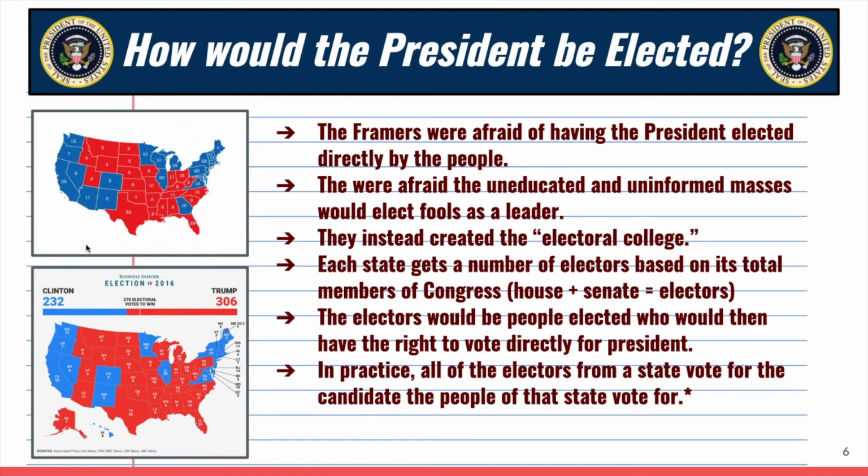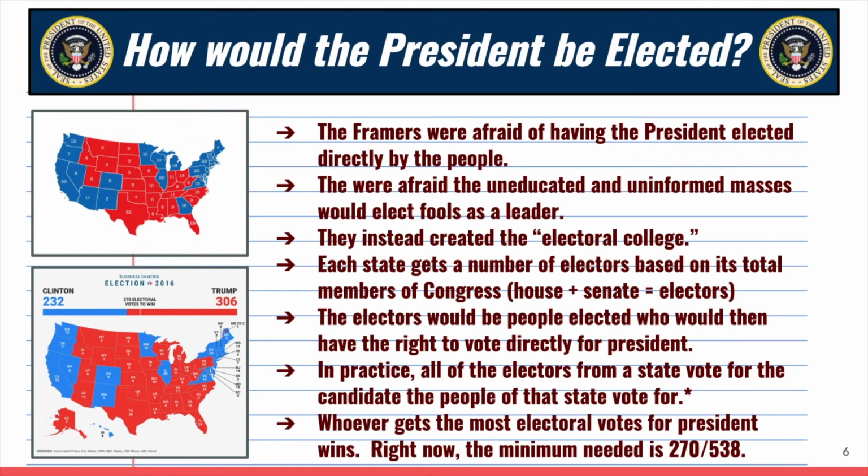In practice, all of the electors from a state vote for the candidate the people of that state voted for. The framers intended for them to exercise independent judgment and to vote for someone else if they thought it was a bad choice. But the way this system actually works is the electors from a state vote the way that state votes. And so the system doesn't actually work the way it was intended. But the system does have certain deficiencies that I'm going to point out as soon as I'm done with this explanation here.